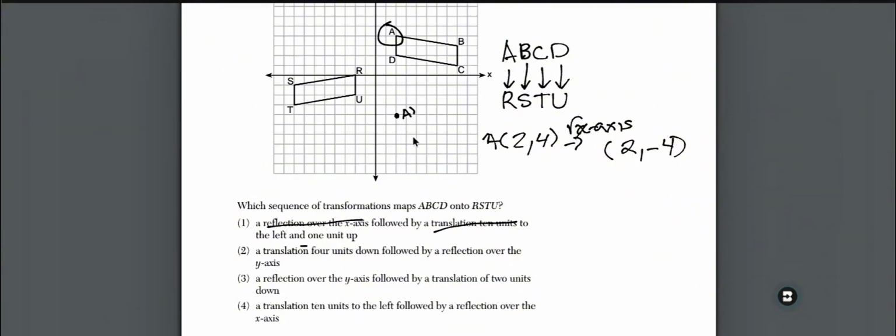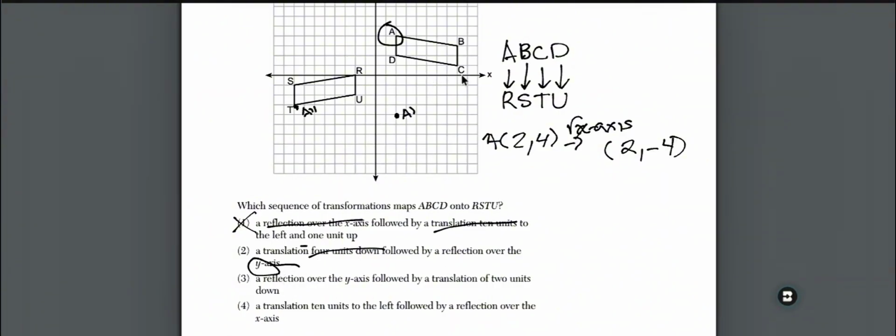And then it says, followed by a translation 10 units to the left. So I'm going to go 1, 2, 3, 4, 5, 6, 7, 8, 9, 10, and 1 unit up. And I land right here. But I can see that is not the correct answer because A does not map onto T. A maps onto R, so I know answer choice number 1 cannot be it. Now, answer choice number 2 says, I'm going to take another coordinate just so that I can free up some space, a translation 4 units down, followed by a reflection over the y-axis.